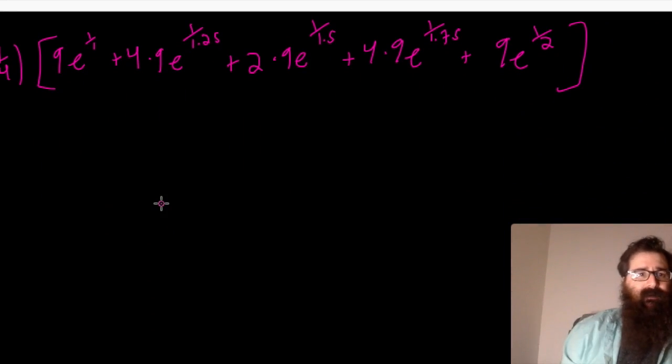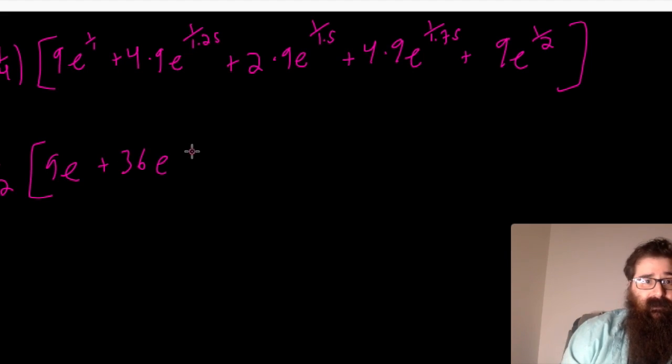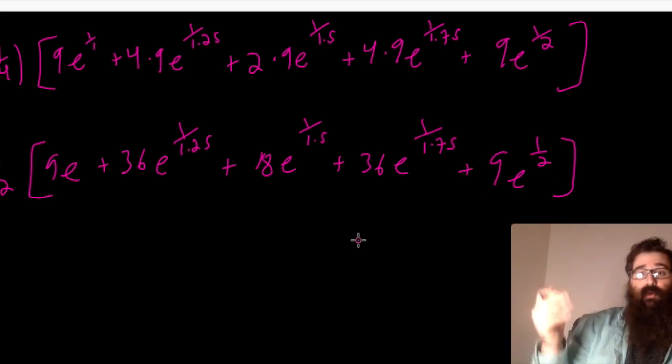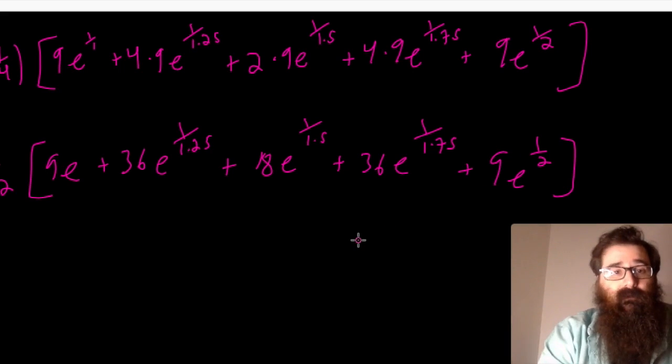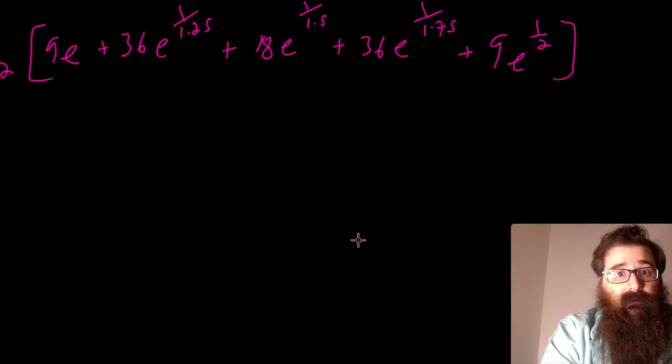And we're going to leave this one. Let's clean it up just a bit though. 1/3 times 1/4 gives us 1 over 12. And then here we have 9e, plus here we have 36 e to the 1 over 1.25 plus 18 e to the 1 over 1.5 plus 36 e to the 1 over 1.75 plus 9e to the 1/2. And again, let me know what you're getting for these. Be very careful evaluating them, but hey, I want to know what you're getting. So let me know.